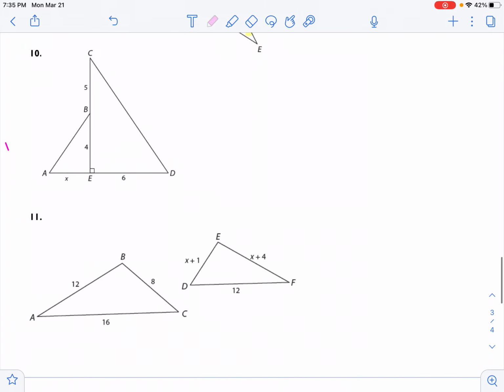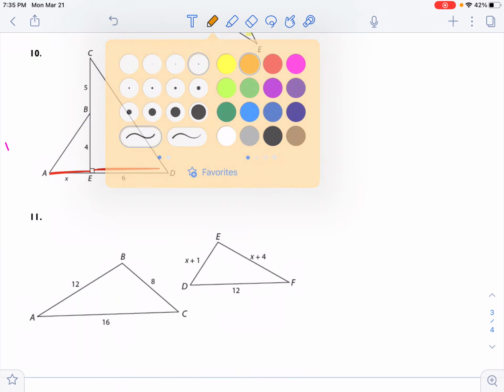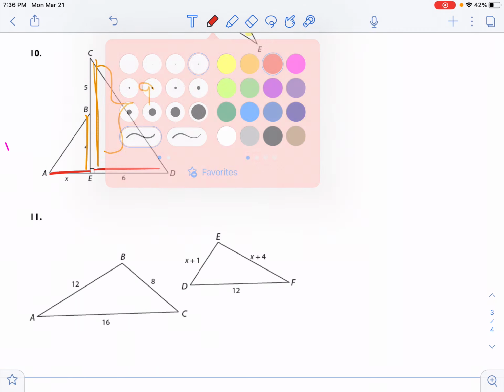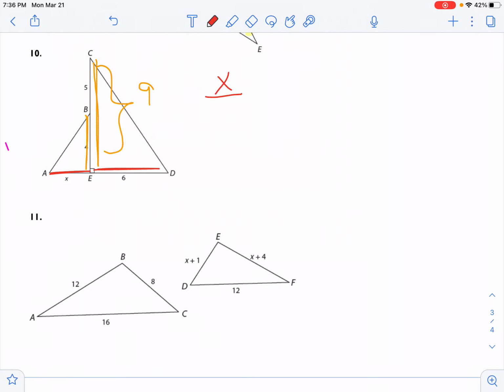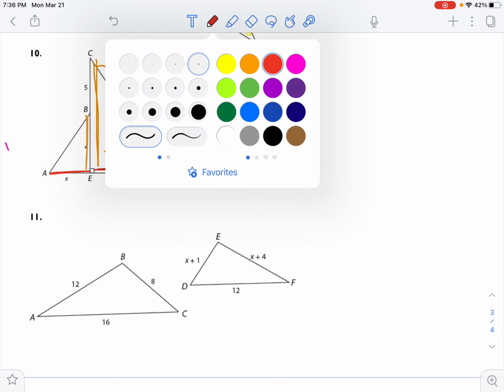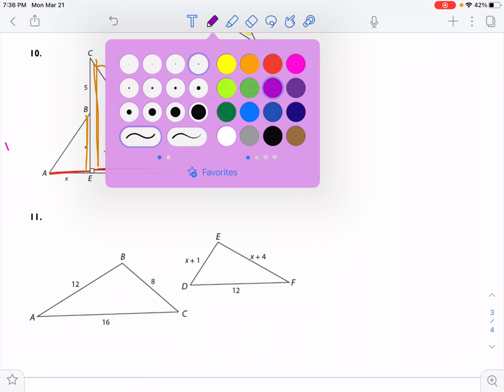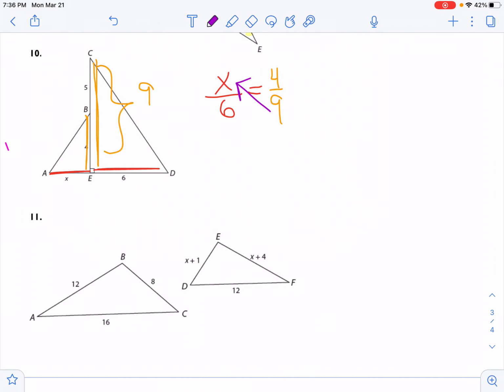Okay, let's look at these two. Well, we have a short side and the matching short side. And then we have this side and its matching side here, which is 4 plus 5, or all of it is 9. So we could say x over 6, and I guess I could color code that for you. Small short over big short equals 4 over 9. And again, it doesn't matter which one you do first as long as they are matched up.